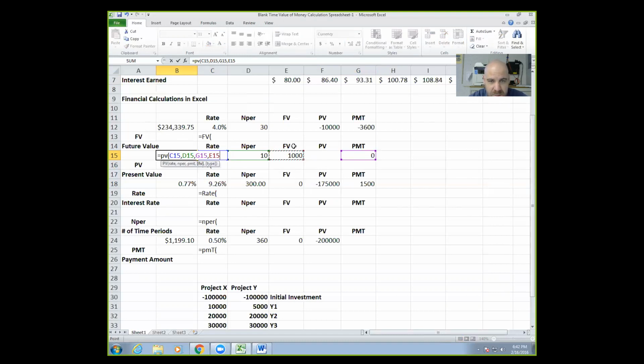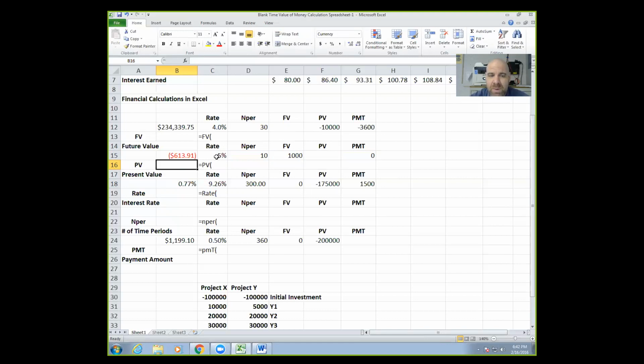Again, we don't have to enter type. So once I've clicked on those 4 cells, I hit enter. And it shows me this negative $613.91. What that means is that if you want to earn 5% on this bond, that'll give you $1,000 in 10 years. You shouldn't pay any more than $613.91 today, because that's what would equal a 5% return.